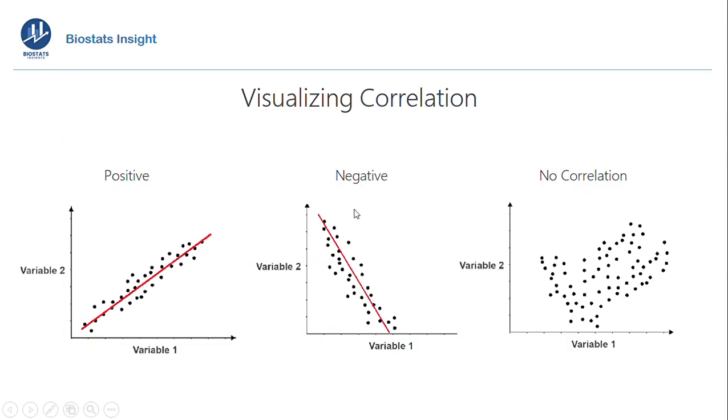Visualize correlation. Here you can see we have one variable and another variable. If the line goes upward, it is known as positive correlation. If it goes downward, it is known as negative correlation. And if there is no pattern in between, it is considered no correlation.